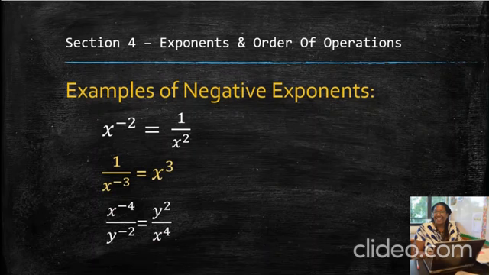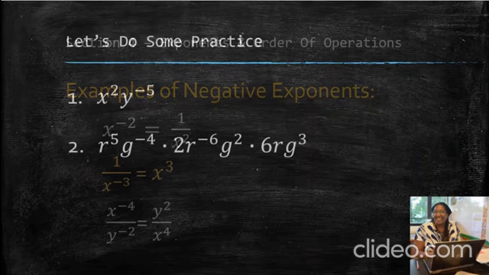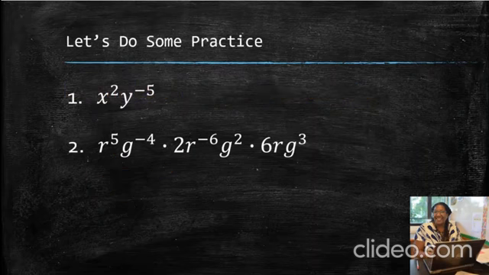Another example, x to the negative 4 over y to the negative 2. The x to the negative 4 moves to the denominator. The 4 becomes positive. The y to the negative 2 moves to the numerator, and the 2 becomes positive. Okay, I hope this is clear to you. So let's do some practice problems and see if we can make sure that our knowledge is clear and understanding.